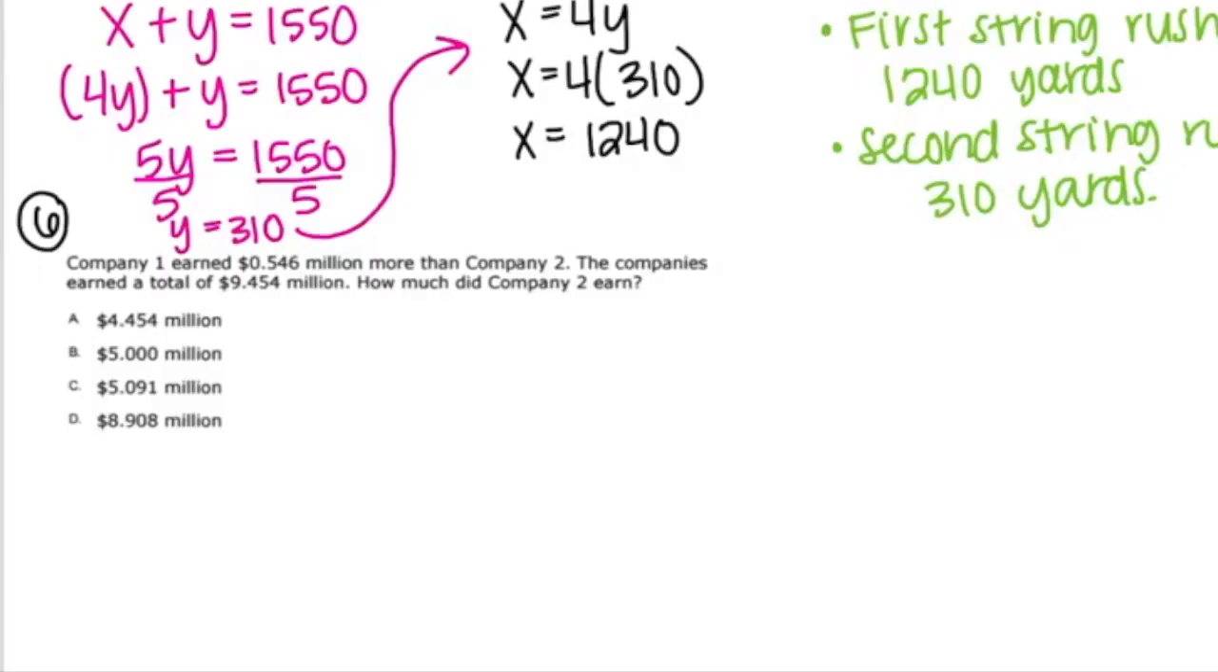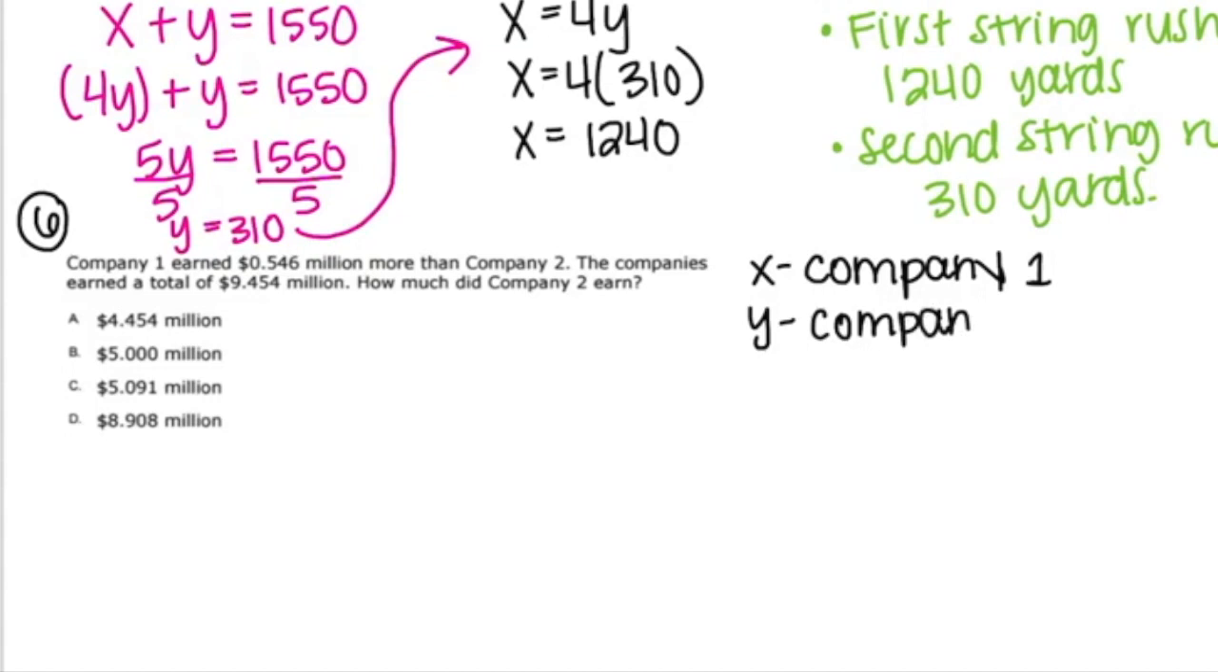Number 6. Company 1 earned $0.546 million more than Company 2. The companies earned a total of $9.454 million. How much did Company 2 earn? All right, so let's start by writing our two equations. Company 1, we'll let that be x. Company 2, we'll let that be y.